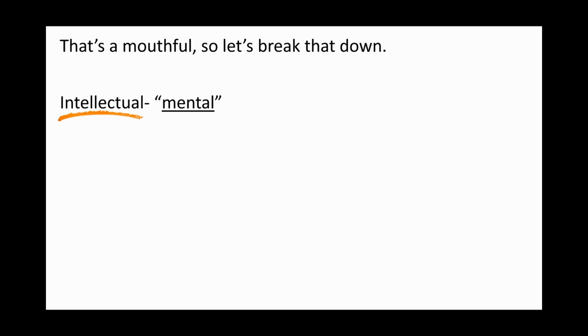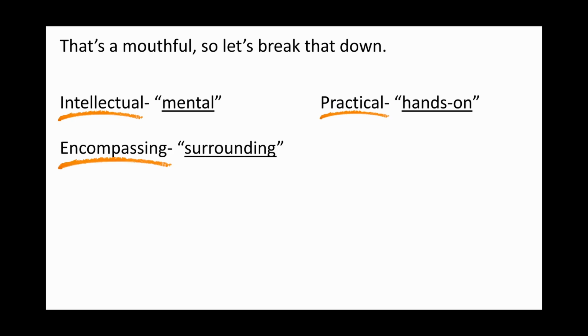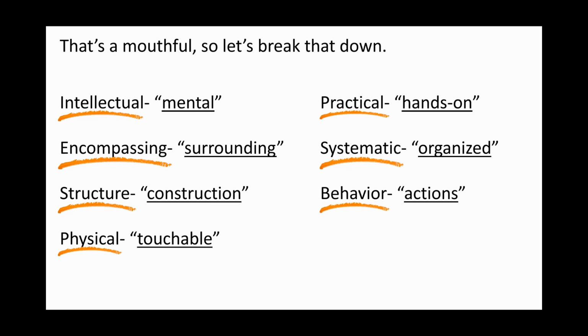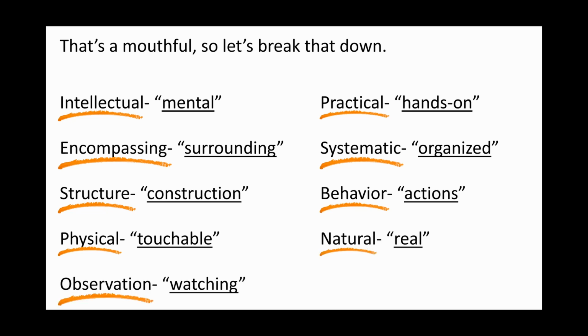Intellectual, let's say mental. Practical, hands-on. Encompassing, let's say surrounding. Systematic, organized. Structure, construction is another way to say that. Behavior, we'll say actions. Physical, we'll say touchable. Natural, we'll say real. Observation, we'll say watching, although it can also be smelling, sensing. Observations are not necessarily visual. It's anything that happens with your 5 senses, or 6 if you want to include proprioception. And then experimental, or experiment, let's say testing.